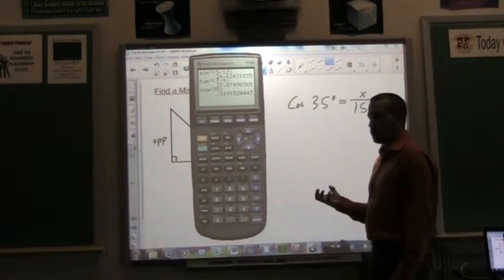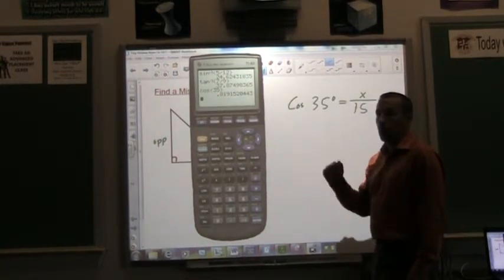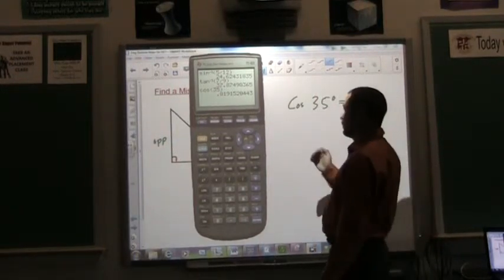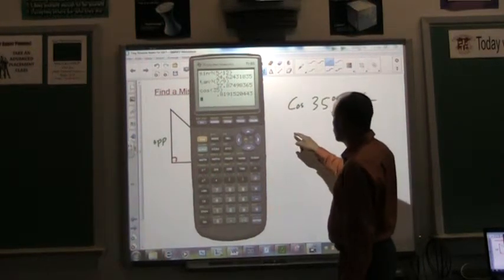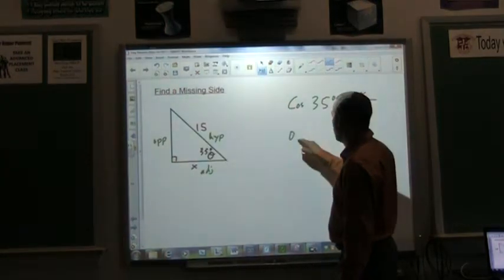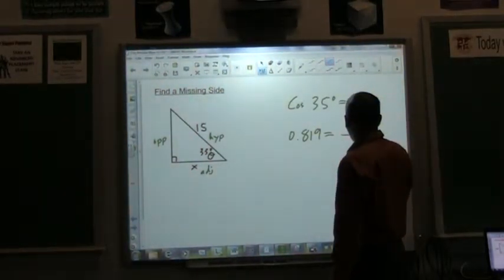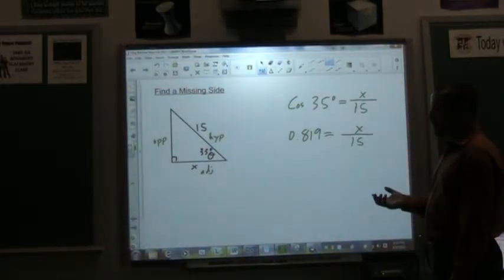Your calculator always reports the ratio as a decimal to 1 or some number, and 1 as being the number that it's in ratio with. Right? So this is my ratio. So now I can fill in here 0.819 is equal to x divided by 15. So now I can actually solve for x.